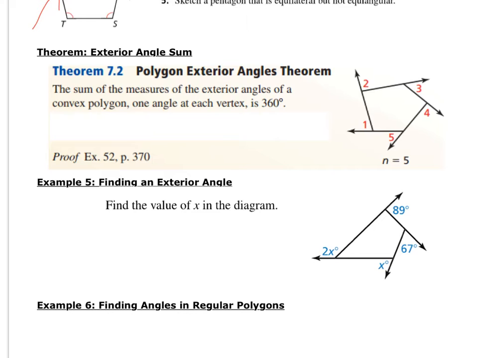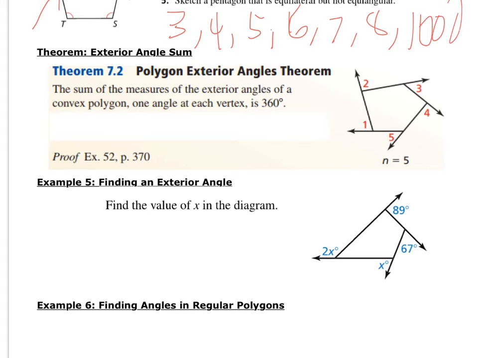The bottom line, it doesn't matter how many sides a polygon has. I'm going to go ahead and write here, it doesn't matter if you have 3 sides, 4 sides, 5 sides, 6 sides, 7 sides, 8 sides, or 1,000 sides. If it's a polygon, the exterior angles, and remember what exterior is: if interior is inside, then exterior is outside. The exterior angles of every polygon, no matter how many sides it has, will always add up to 360. Period. The sum of the measures, it doesn't matter.